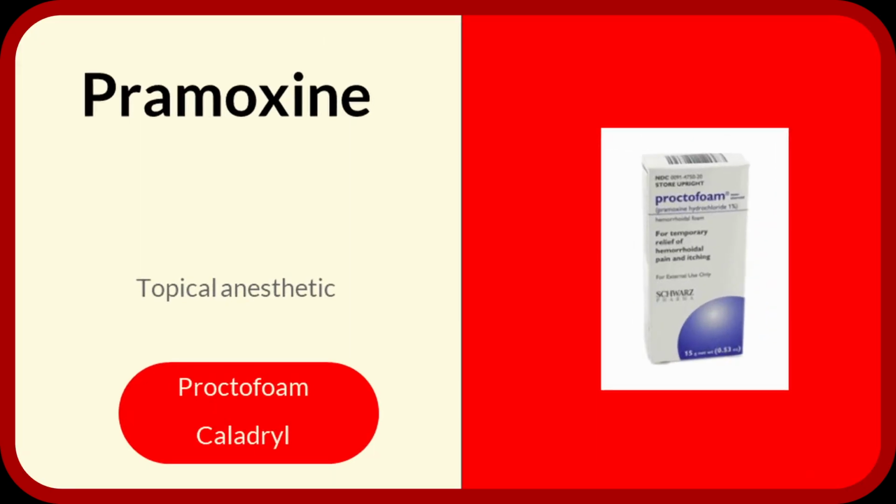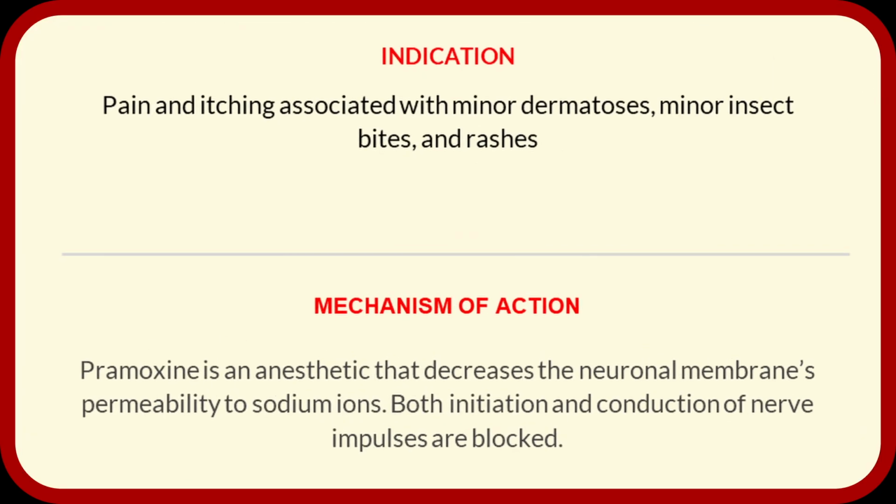Pramoxine, found in Proctofoam or Caladryl, is indicated for pain and itching associated with minor dermatoses, minor insect bites, and rashes. Pramoxine is an anesthetic that decreases the neuronal membrane's permeability to sodium ions. Both initiation and conduction of nerve impulses are blocked.